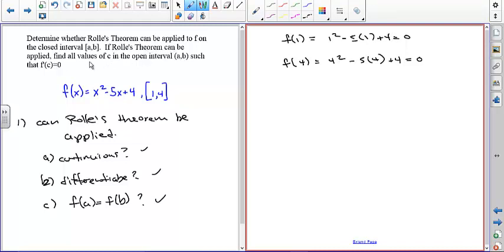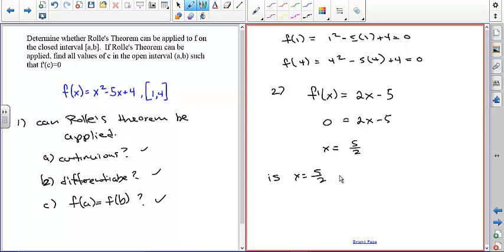So if Rolle's theorem can be applied, yes, find all values of c in the open interval a to b such that f prime of c equals 0. For the second part of the problem, you take the derivative of the function, which is 2x minus 5. You set it equal to 0: 2x minus 5 equals 0. So you get x equals 5/2. So the question is, is x equals 5/2 in the interval from 1 to 4?